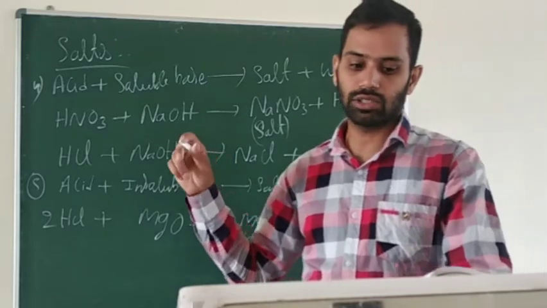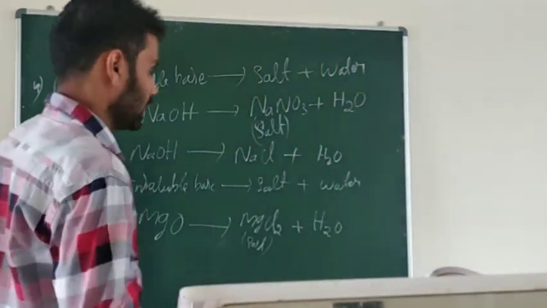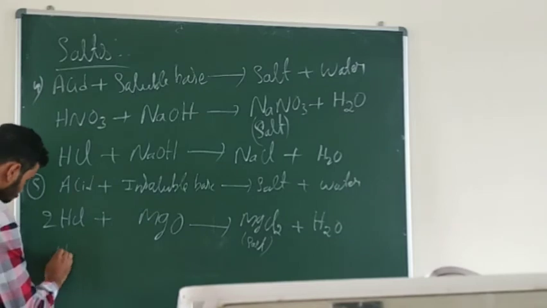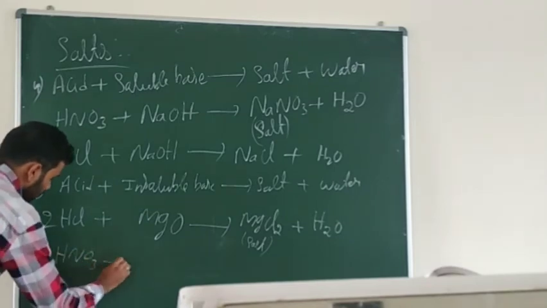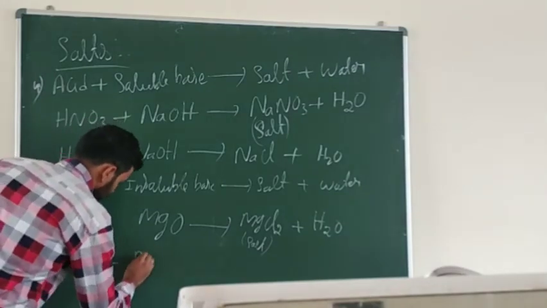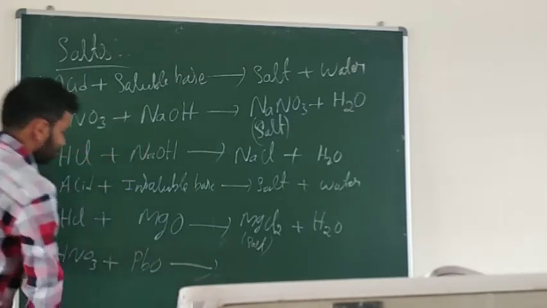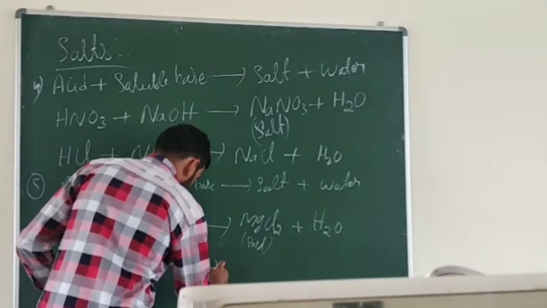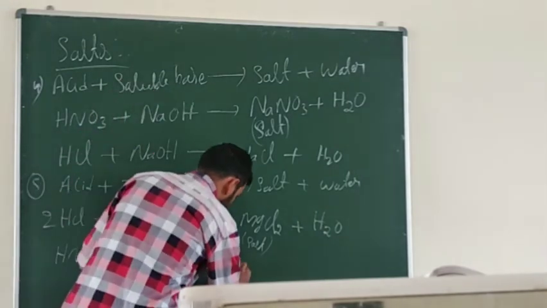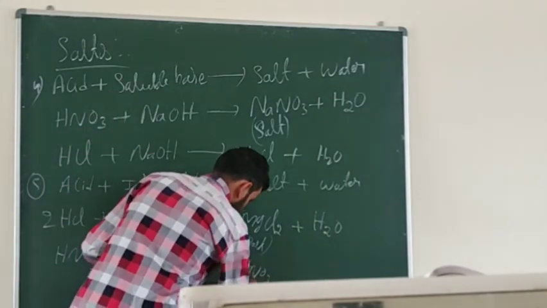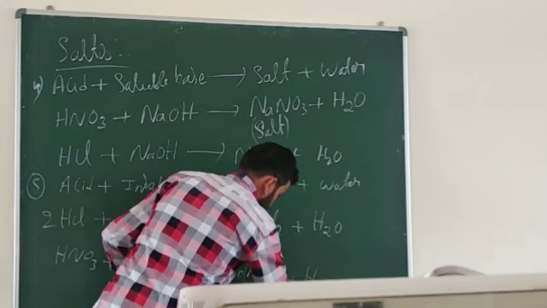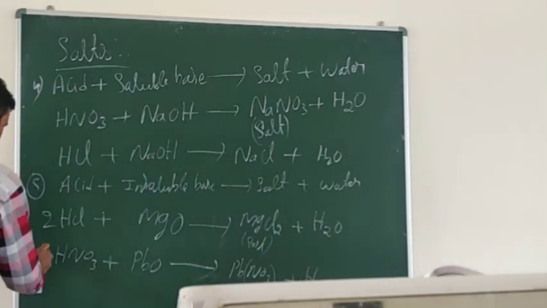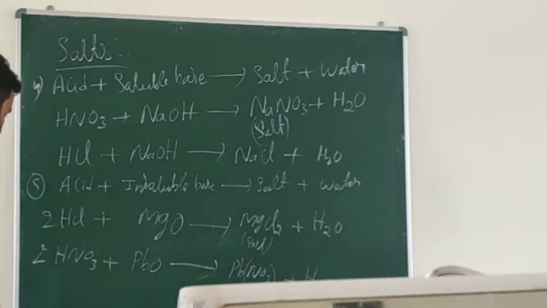And one more example. Nitric acid reacts with the lead oxide, PbO. Nitric acid reacts with the lead oxide. It forms lead nitrate. Lead nitrate plus water. Okay. Is lead oxide a soluble base or an insoluble base?